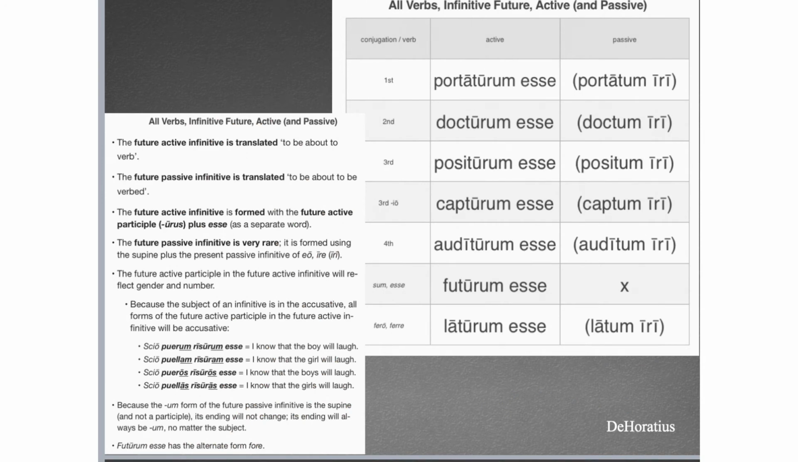All right, and here is the future active infinitive. And again, we're not going to worry about the future passive infinitive. The reason it's in parentheses is that there is some debate about whether or not it actually exists. We are not going to worry about that debate.